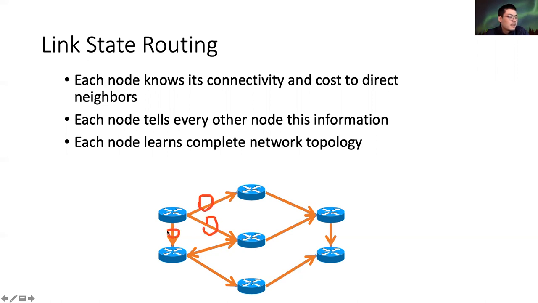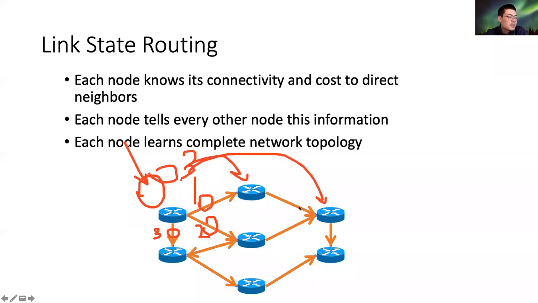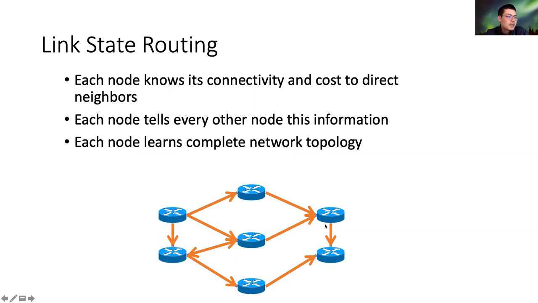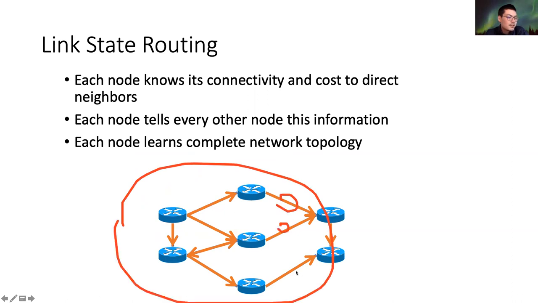these three delays, let's say 1, 2, 3, will be collected into a so-called packet. We'll later see the name, the link state packet. This information will be sent to this guy, this guy, this guy, basically everyone using flooding. So if everyone is doing this, then everyone basically knows the whole topology of the network, like every edge.